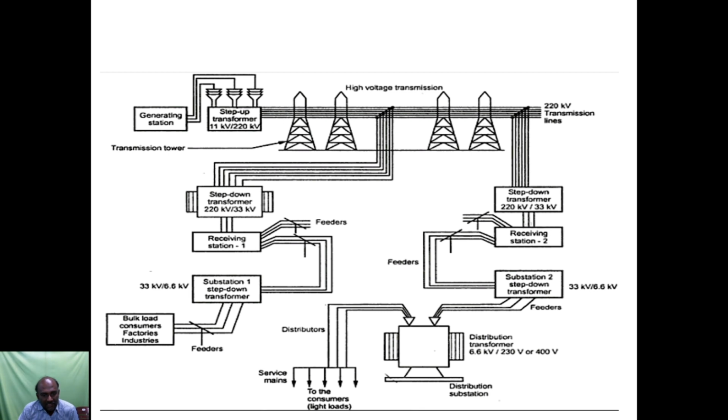The various distributors are used according to the type of the loads and the distance up to which we have to distribute the power. Based on that, according to our ease, we can have different types of distributors and feeder lines. So totally this picture is telling about the various components and also the types of transmission and distribution.